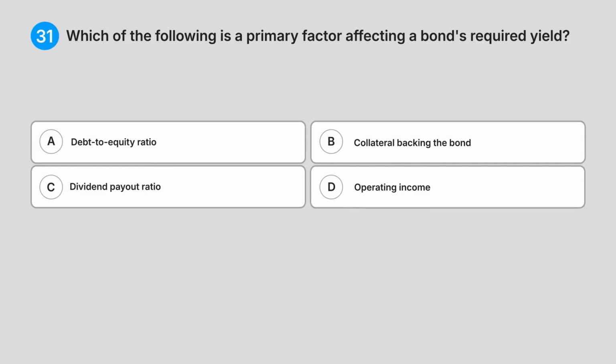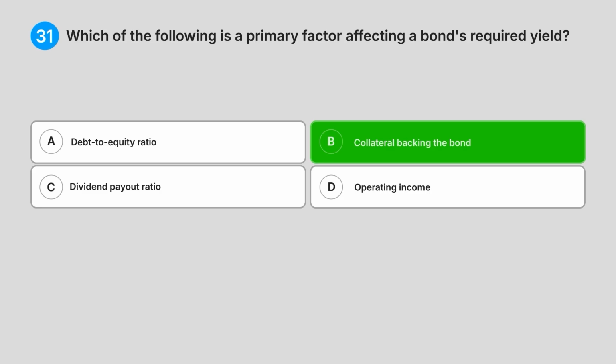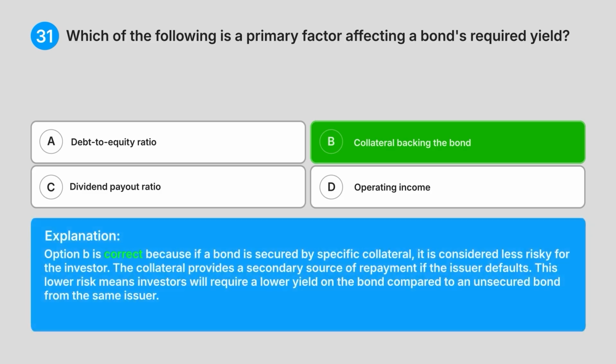Correct answer. B. Collateral backing the bond. Explanation. Option B is correct because if a bond is secured by specific collateral, it is considered less risky for the investor. The collateral provides a secondary source of repayment if the issuer defaults. This lower risk means investors will require a lower yield on the bond compared to an unsecured bond from the same issuer.